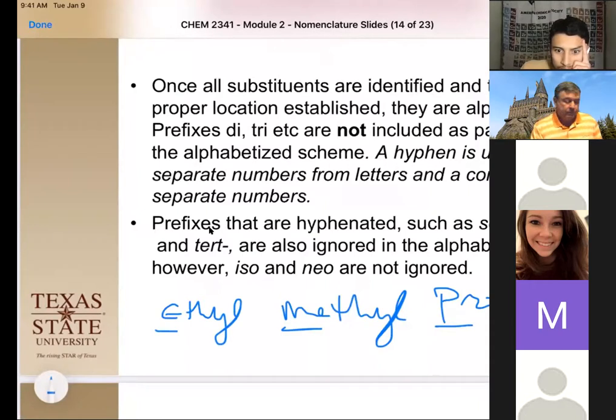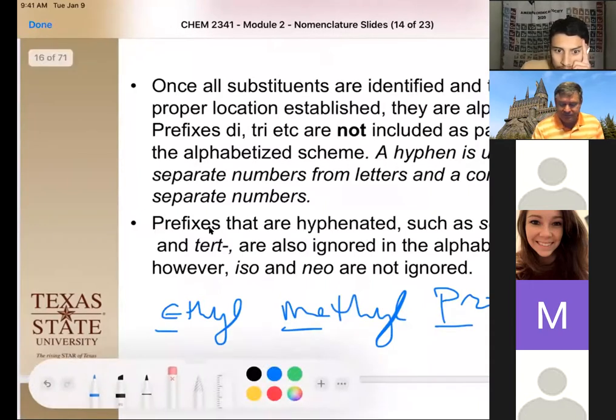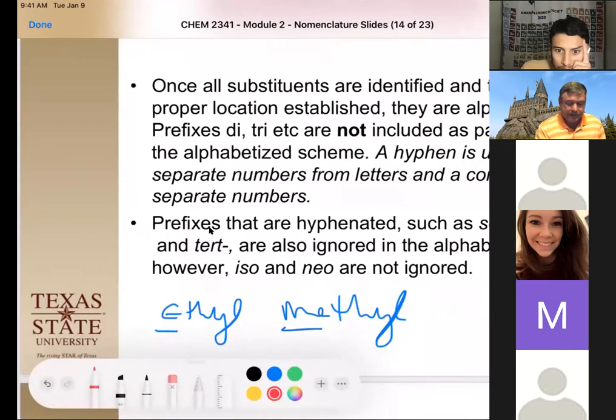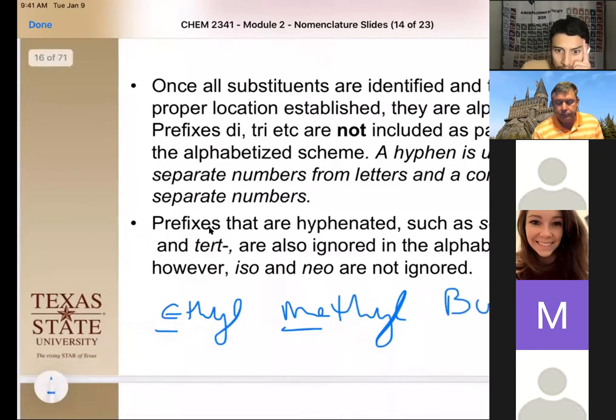So let's change the last one to butyl. Which means the butyl is going to have to come first in the naming because it's alphabetically first. And we put whatever number is associated with that group here. Then we'll have the ethyl group and whatever number is associated with that there, and then whatever number is associated with the methyl there.